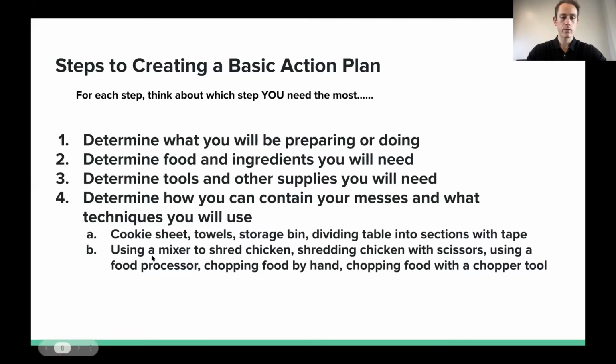Okay, other techniques would be using a mixer to shred your chicken, or shredding chicken with scissors, using a food processor while you're cutting or chopping up your food, or maybe you're going to do it by hand. All of these are parts that you would include in your action plan for techniques that you might use to help you accomplish your task or to help you keep your area a little bit cleaner.